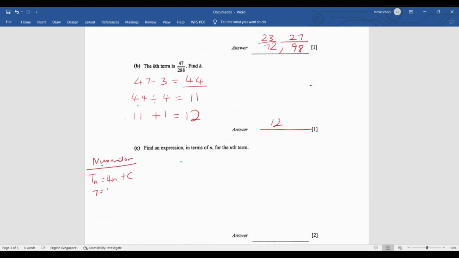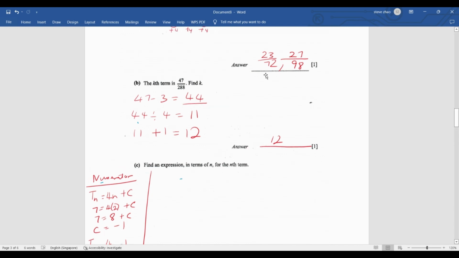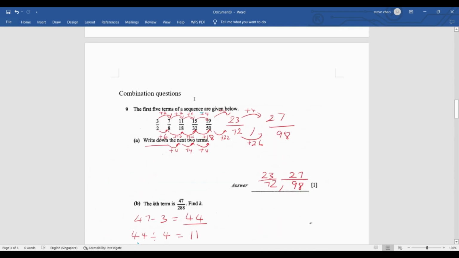So I'm going to put 7 equal to 4 bracket 2 plus c. 7 equal 8 plus c. So c is minus 1. So that means my numerator formula for the nth term is 4n minus 1. Okay, I'm just going to draw a line. I need to save space here because there is not enough space to do the whole thing. All right, denominator.